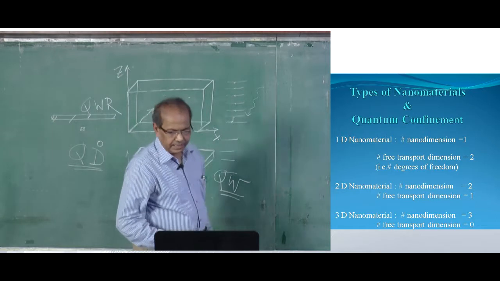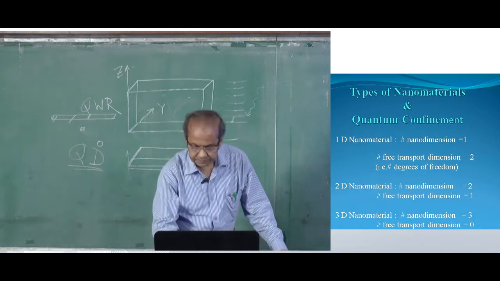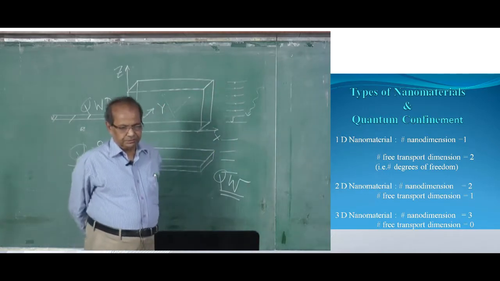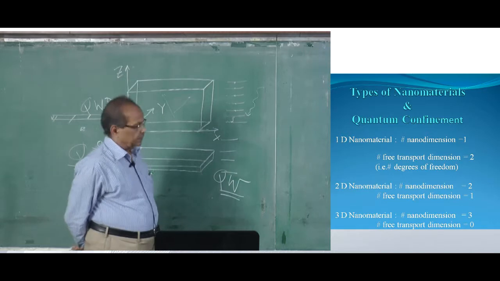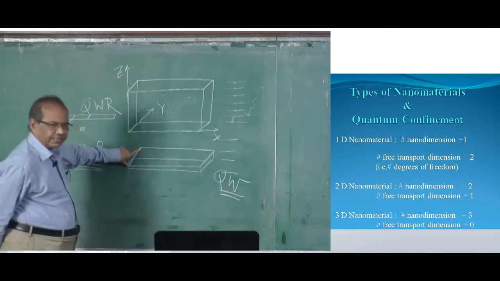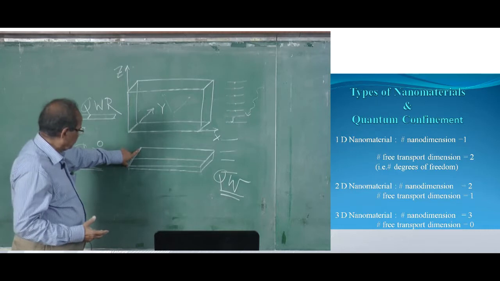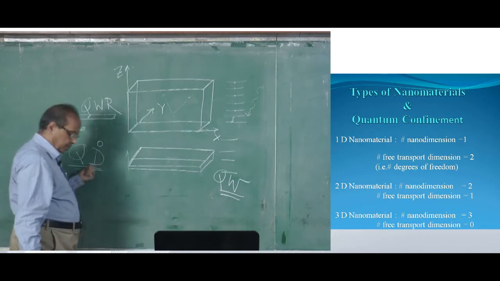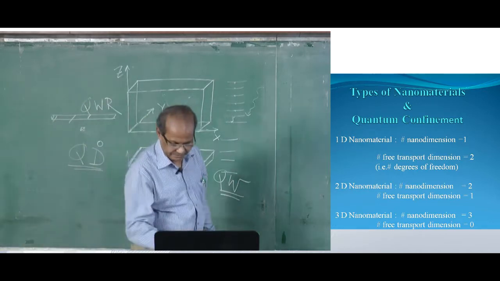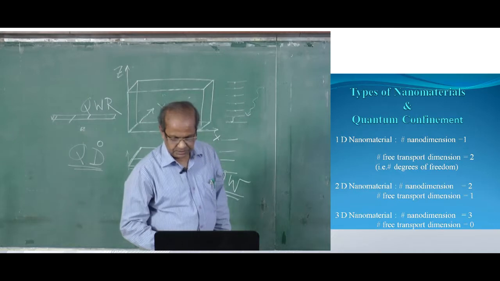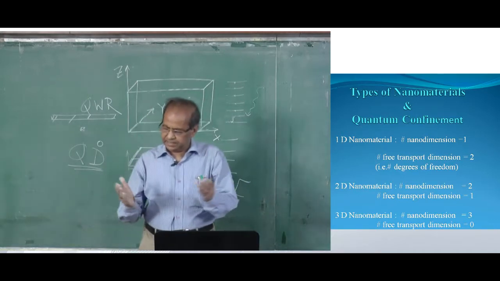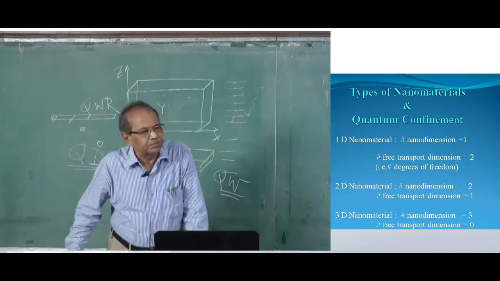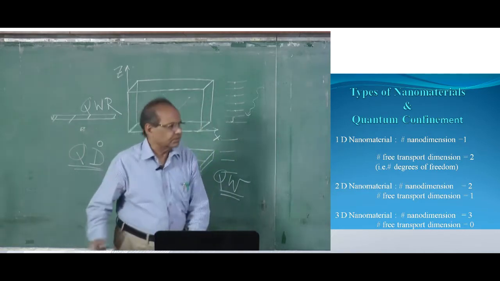So these are the 3 types of nanomaterials. In 2D nanomaterial, the nano dimension is in 2 directions and one direction is free, and that's the quantum well. In the quantum dot, all the three directions are restricted. So all three dimensions are in the nano order, and there is no free transport. The free transport direction is zero.